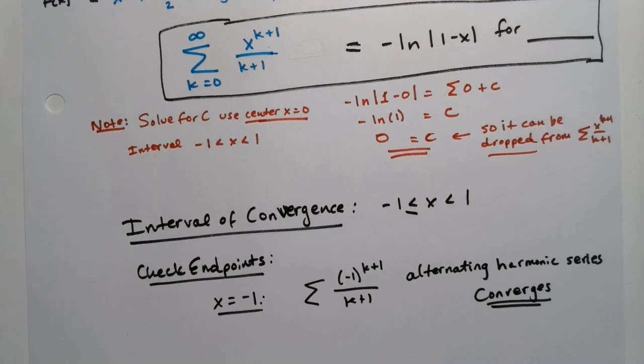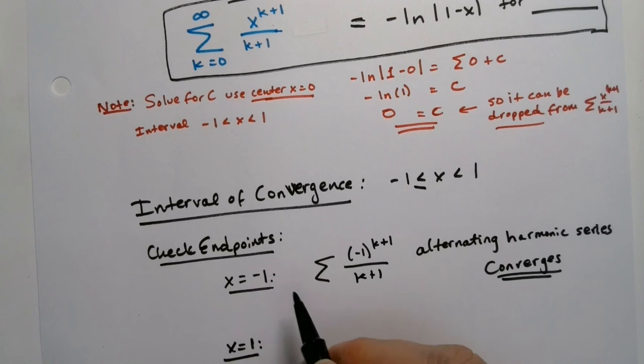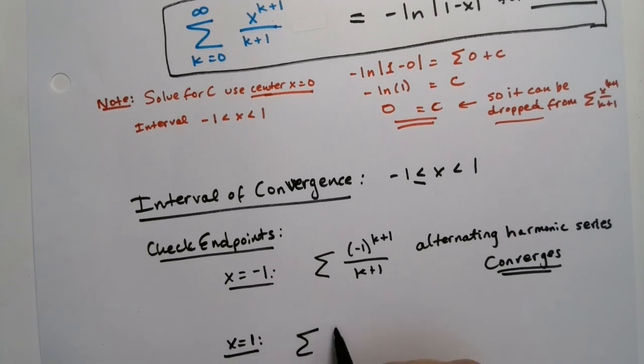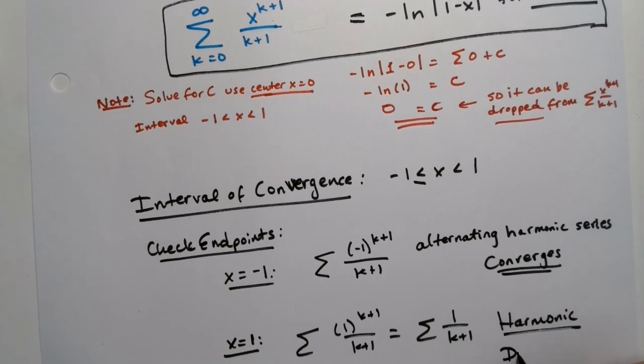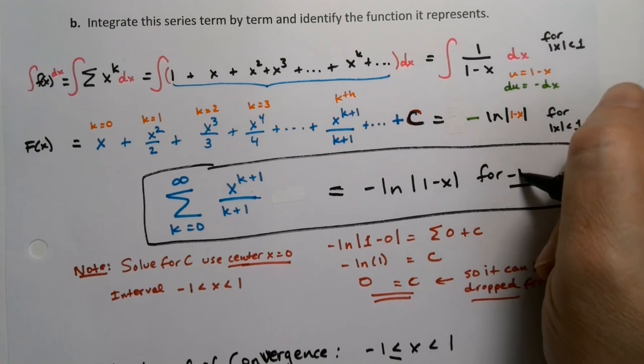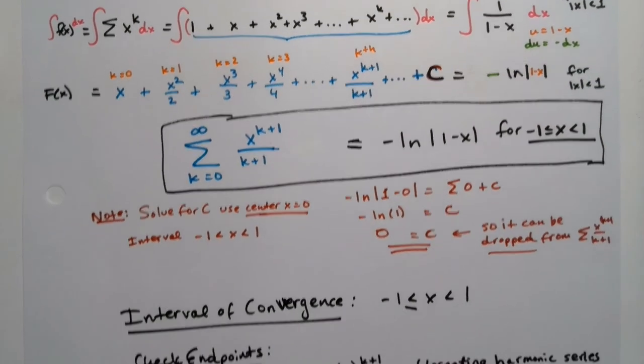And then let's check x equals 1. Hey, it works so well for x equals negative 1. Let's see what goes on. So 1 to the k plus 1 over k plus 1, that's harmonic. Diverges. Right. So there we go. So our interval is negative 1 is less than or equal to x, which is less than 1. There's our interval.